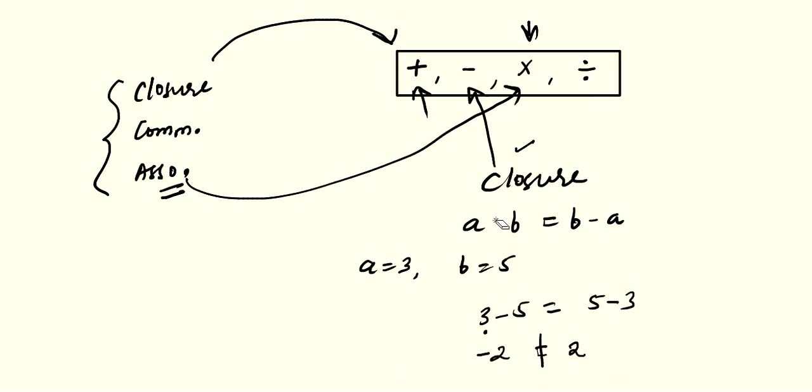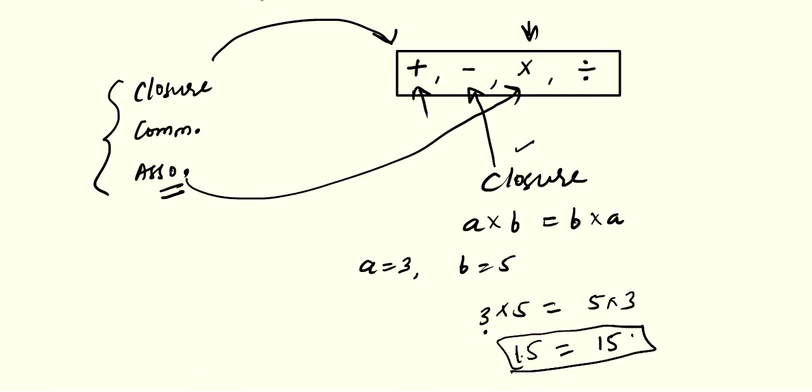Now for multiplication, let's try. a into b and b into a. The value of a, 3, into the value of b, 5, equals 5 into 3. Now 3 fives are 15 equals 5 threes are 15. Again we get the same, 15 equals 15. That means in addition it is possible and in multiplication it is possible. In subtraction it is not possible.